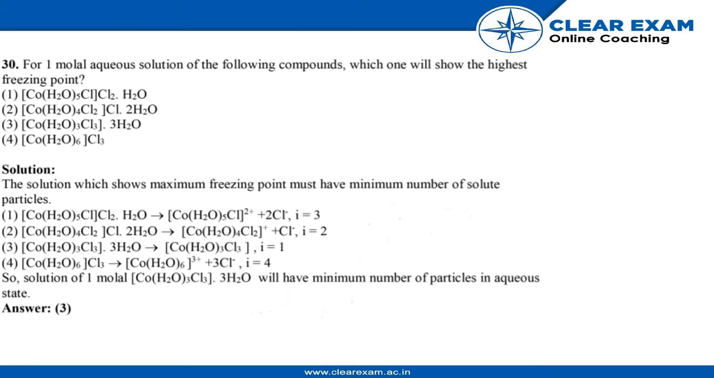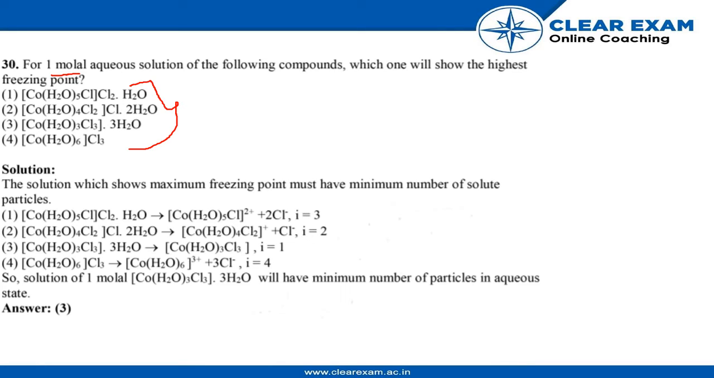So the question says, for a 1 molar aqueous solution of the following compounds, which one of the following will show the highest freezing point? So we have been given these four compounds. We have to find which one will show the highest freezing point. So the solution which shows the maximum freezing point must have the minimum number of solute particles.